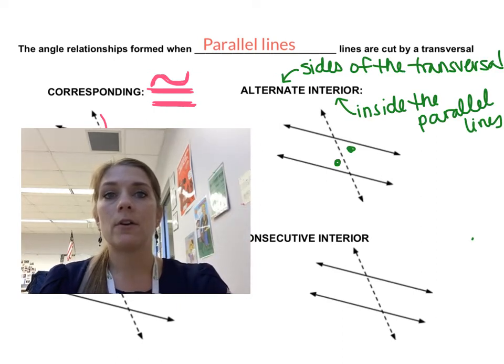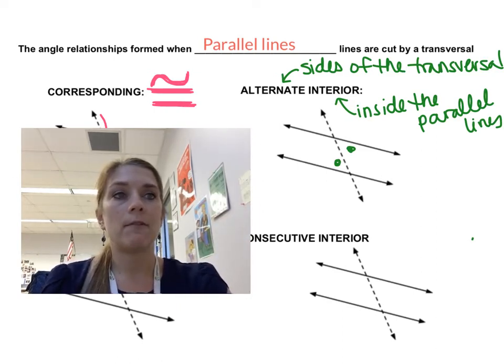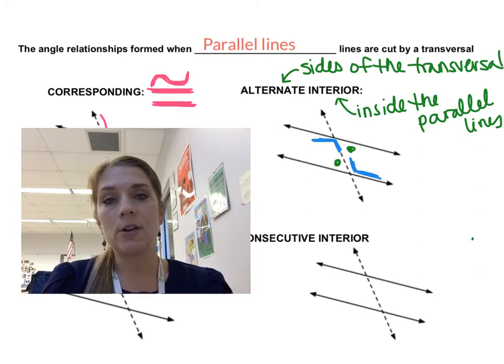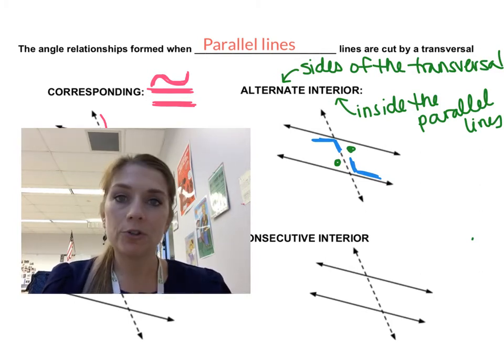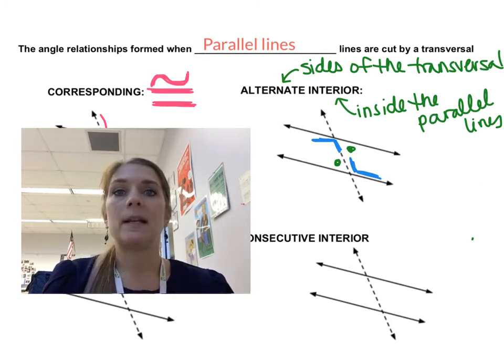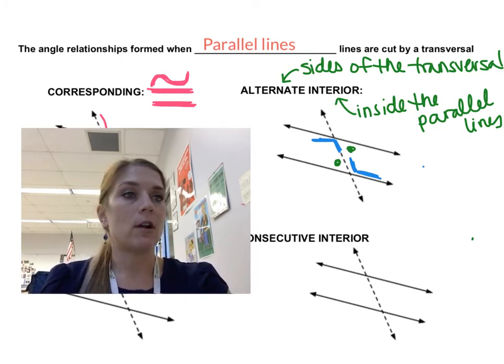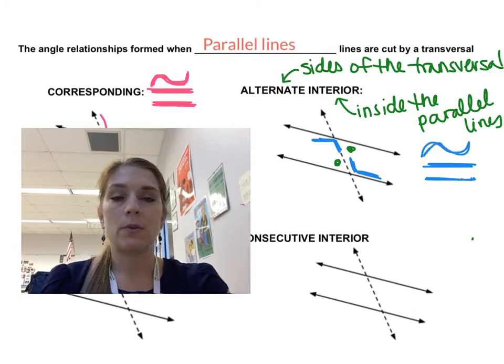So the other set that I would have here would be these obtuse angles that now I'm labeling with the blue. So those two angles are also alternate interior angles because they are on alternate sides of the transversal, but inside the parallel lines. And hopefully we've referenced here a couple times that these angles are also congruent.